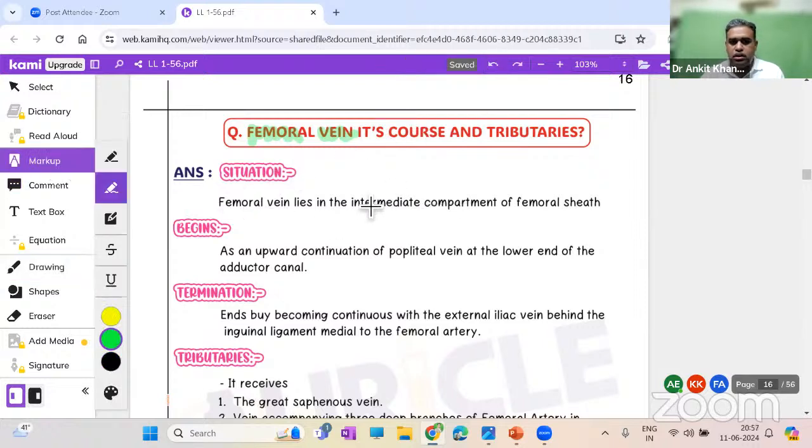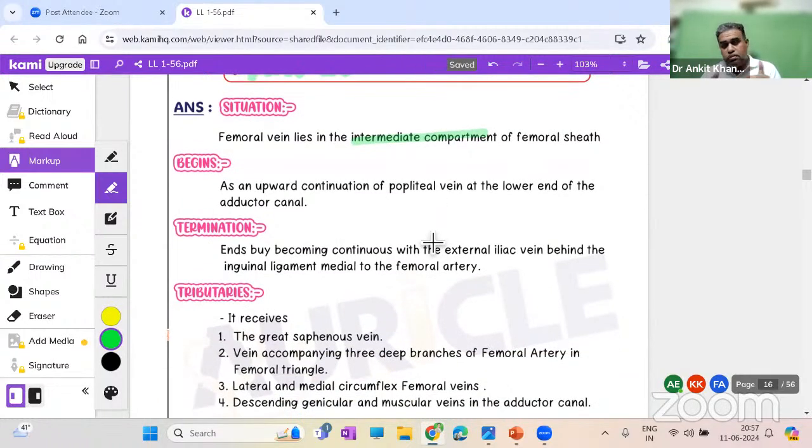So it is located at the intermediate compartment of the femoral sheath. It begins where, as I told, we have to go from distal to proximal. This is how you are going to write in exam. It's an upward continuation. Popliteal vein terminates like external iliac vein.